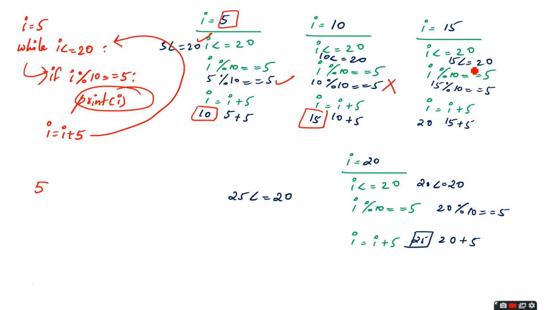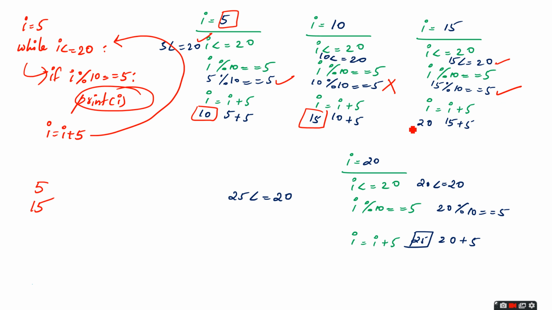If the condition is true, we will come inside the loop. Then the if condition is there, if I modulo 10 equal to 5. When 15 is divided by 10, the remainder is equal to 5. The condition is true. So we have to print I. The value of I is 15.